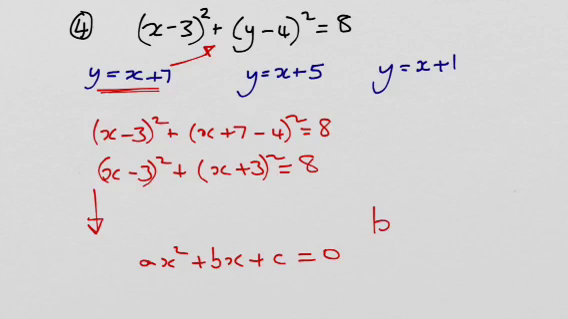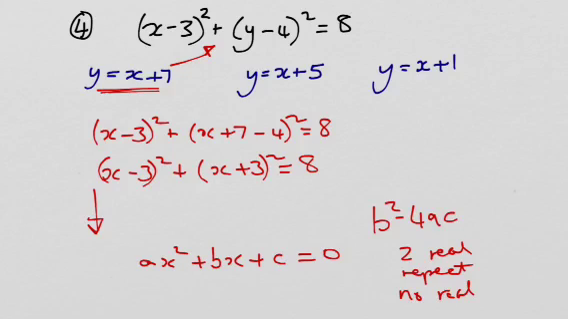Now if I check my b squared minus 4ac, that's going to tell me whether I have 2 real roots, a repeated root, or no real roots. Whichever one it comes out for this question, it'll tell me whether this first line is cutting the circle in 2 places, 1 place, or no places. And then we can repeat it with the second line, and then with the third line, same format again. So it's just the same question repeated 3 times.